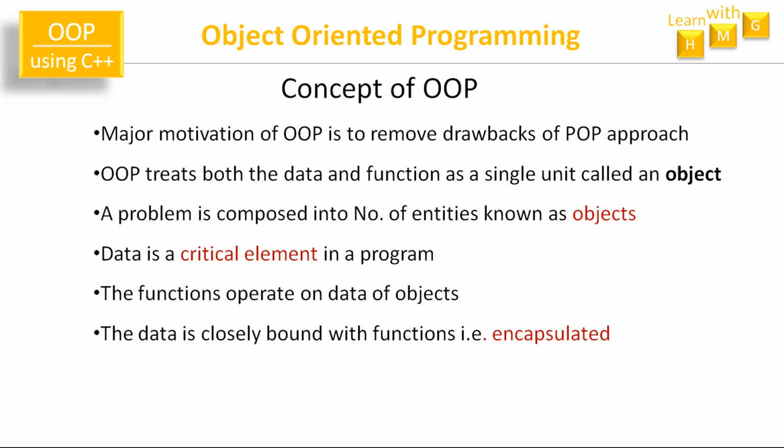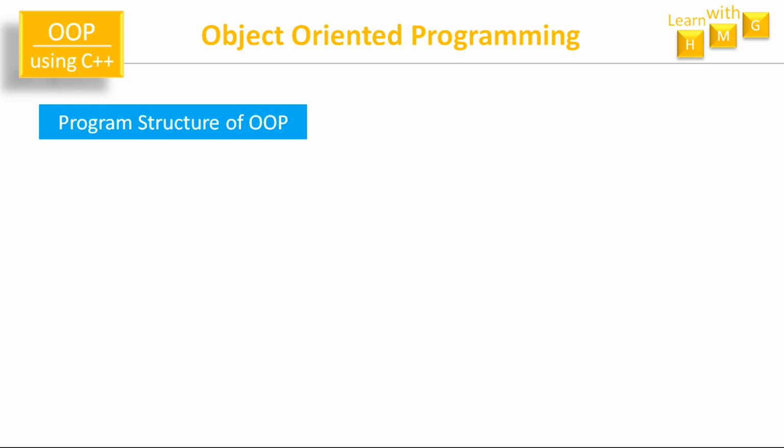So if there is object number 1, it has its own functions and its own data, and those functions will operate on that object's data only, and they form a single unit, just like a capsule. It is called encapsulation. So data and functions are encapsulated together in a single unit, that is nothing but the object. Thus the data is closely bound with the functions as a part of the object. Now let us see the program structure of OOP.